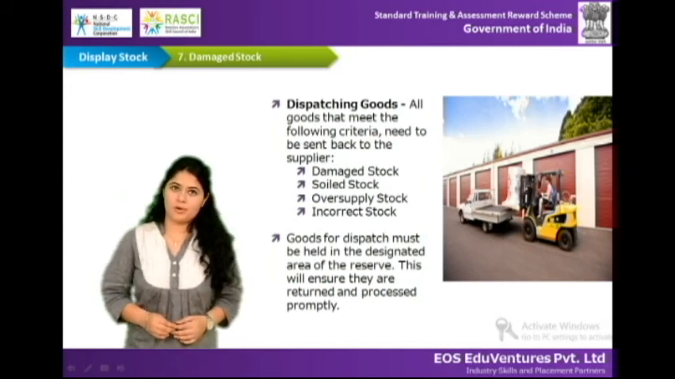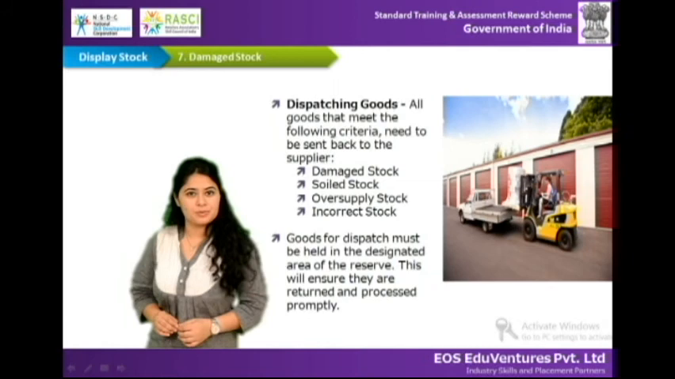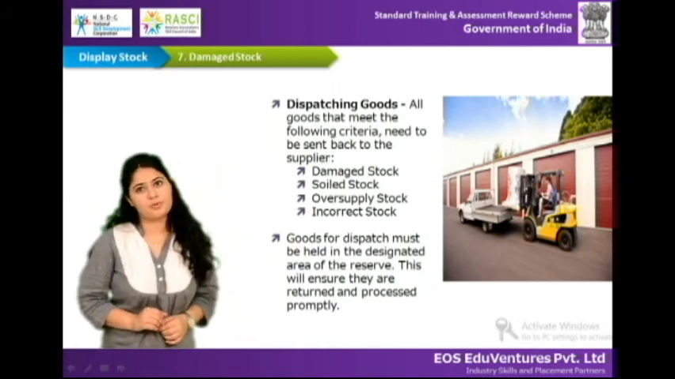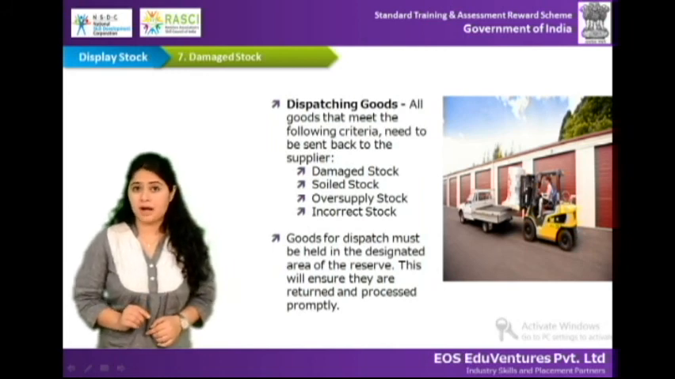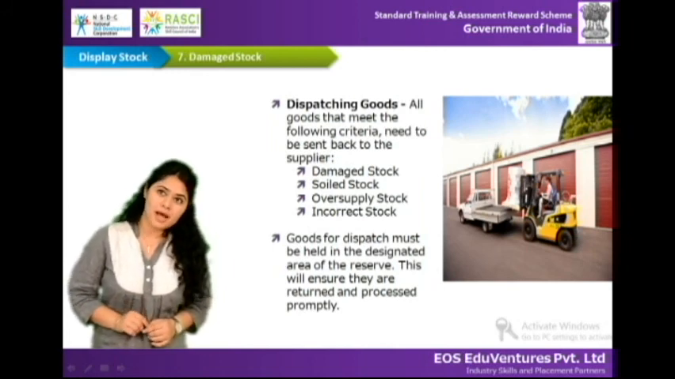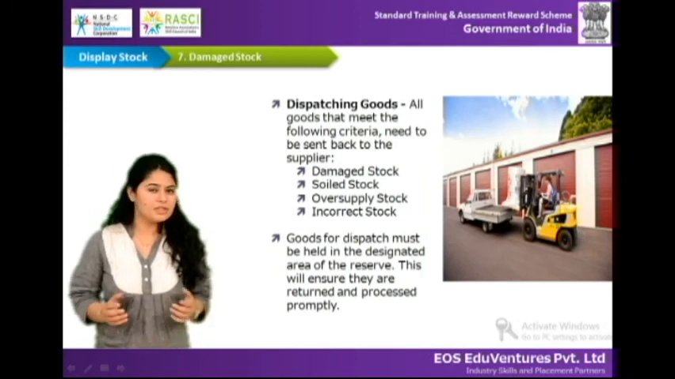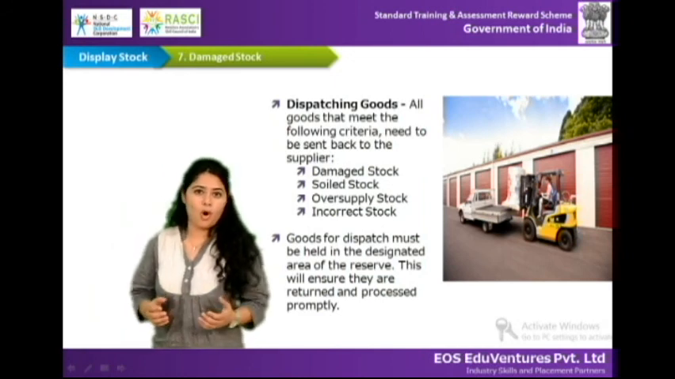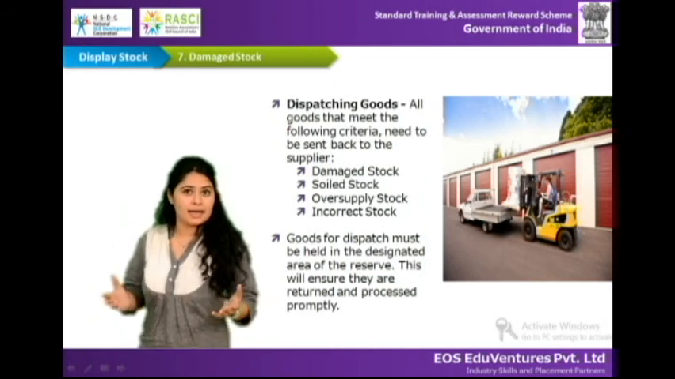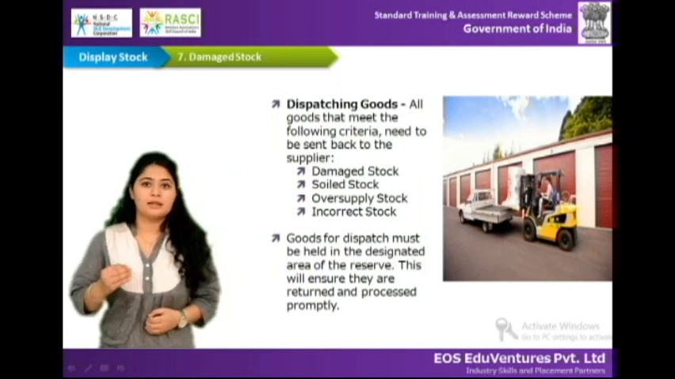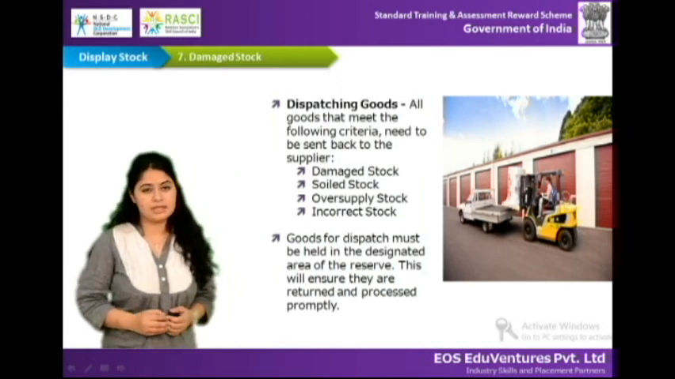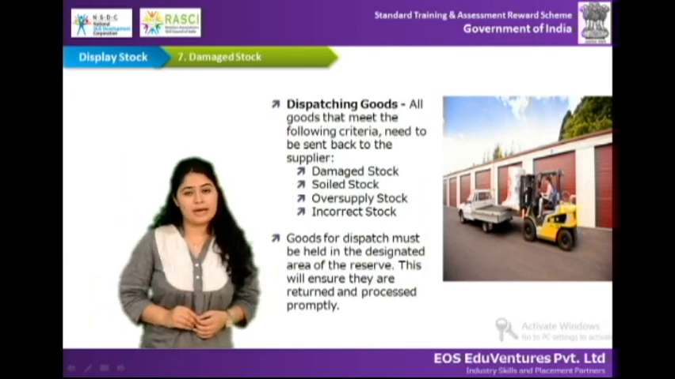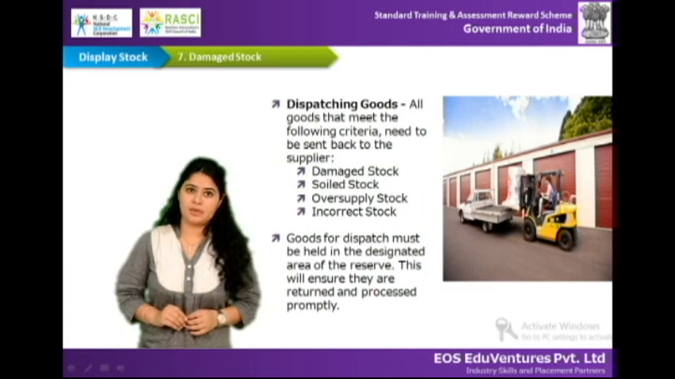Dispatching of stock. All goods that need to be sent back to the supplier must be done according to the store procedures. Identify the reason for dispatching the stock: damaged stock, soiled stock, oversupply stock, or incorrect stock. We need to identify these reasons while the stock is being delivered to the retail store. Package goods carefully so as to avoid damage in transit.